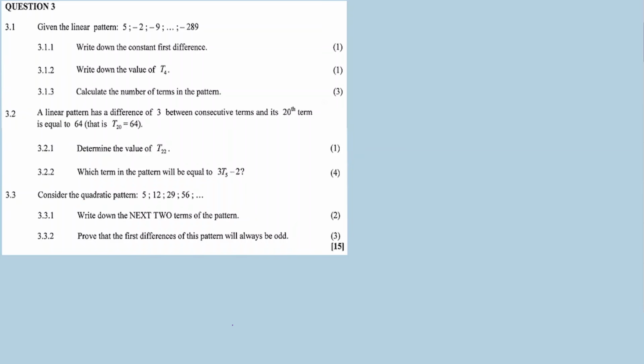Now, question 3, 3.1: given the linear pattern 5, minus 2, minus 9, and so on, all the way up to minus 289.